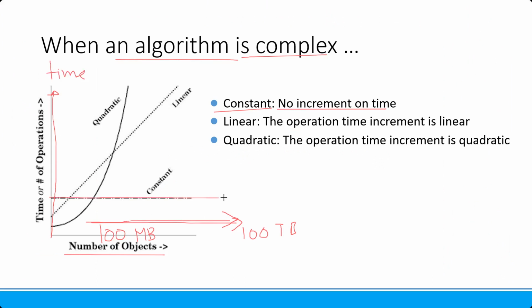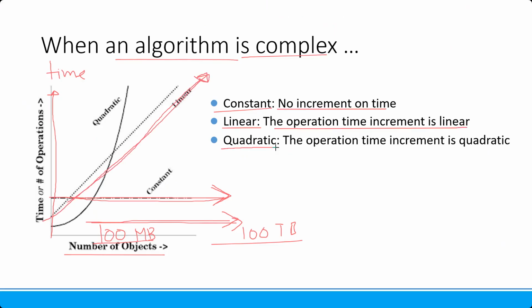It is good if you can provide constant time. So when the data is getting high, the time is the same all the time. Oh, this is a very good algorithm. There can also be a linear algorithm. The linear algorithm means the operation time increment is linear. When the data is getting high, the time to run the algorithm increases in a linear line.